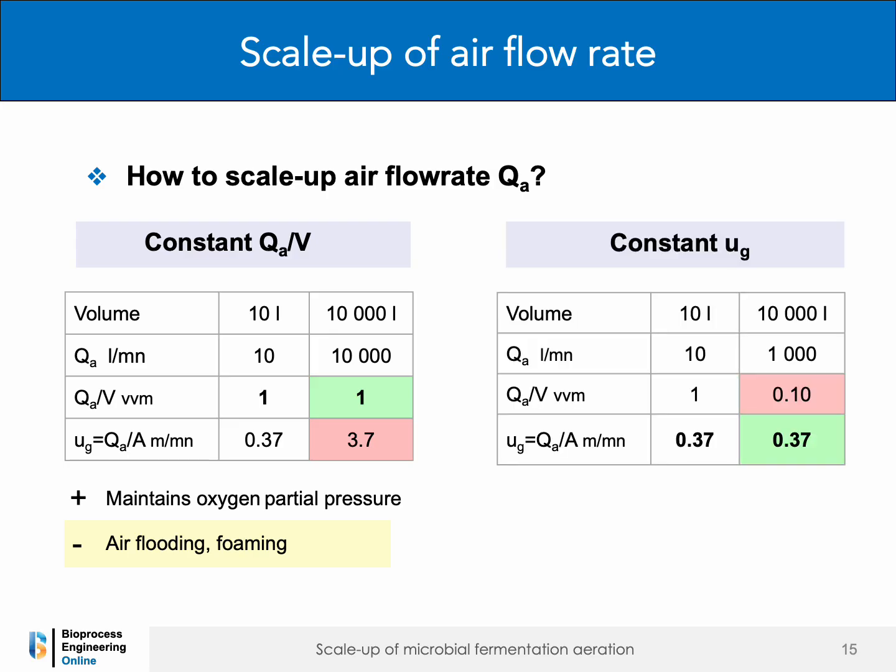Scaling with constant superficial gas velocity. In this strategy, the airflow rate QA is increased in proportion to the fermenter cross-sectional area A, so that the superficial gas velocity remains constant across scales. Under this criterion, a 1,000-fold increase in working volume typically requires only a 100-fold increase in airflow rate, corresponding to an effective 10-fold reduction in volumetric airflow, compared with constant QA over V scaling.